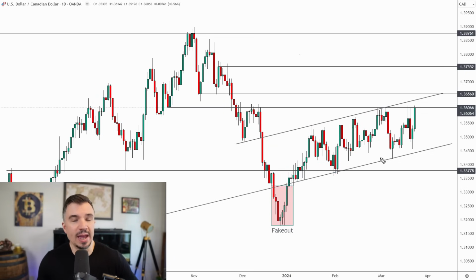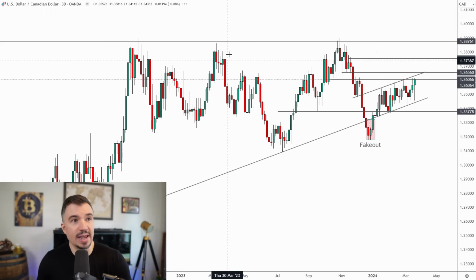Now, if we get the DXY breaking higher, dollar strength, that's going to be key. And this market can break above 1.36 to 1.365, this area right up here. If we get a sustained break above 1.365, then that is going to confirm the breakout here and expose areas like this one up here around 1.375, and then potentially that macro resistance up around 1.387.